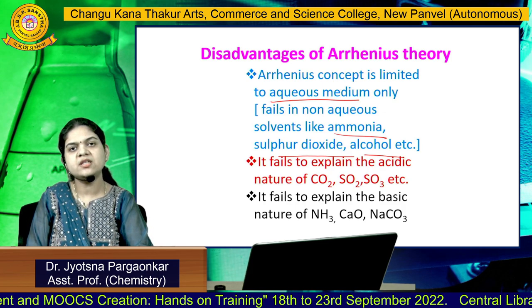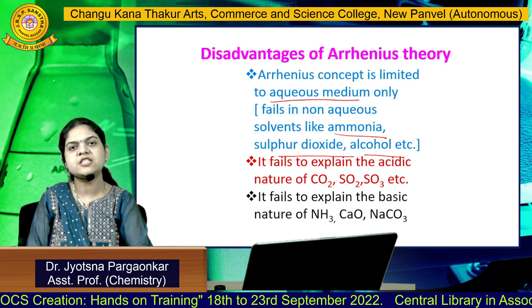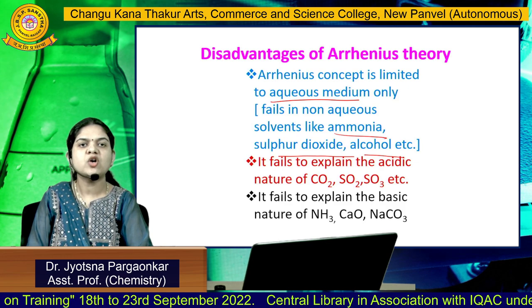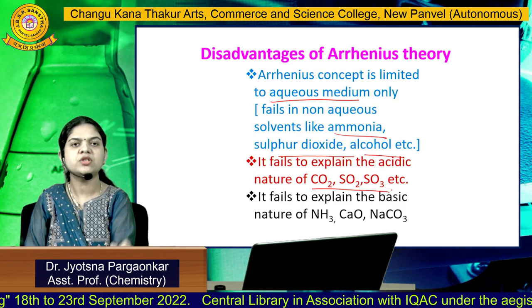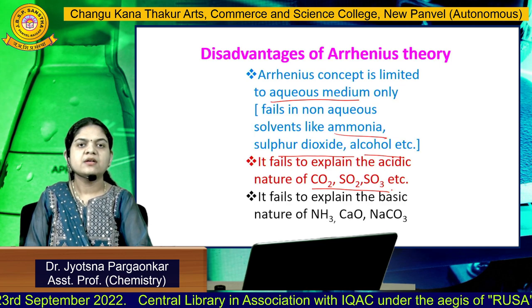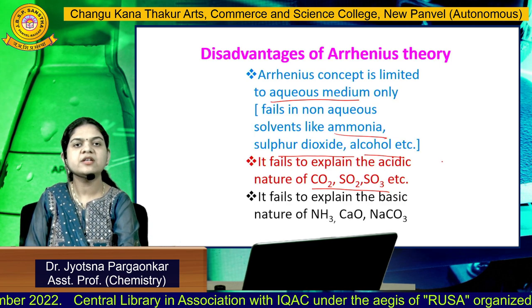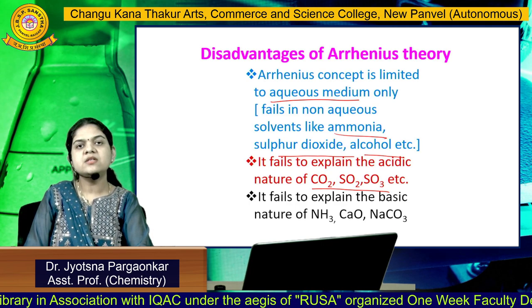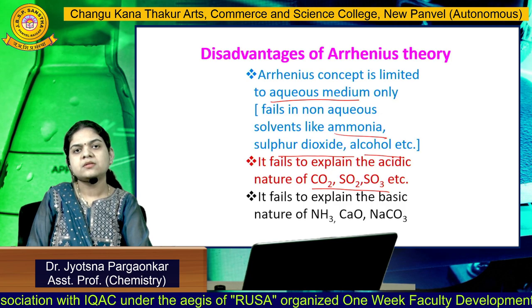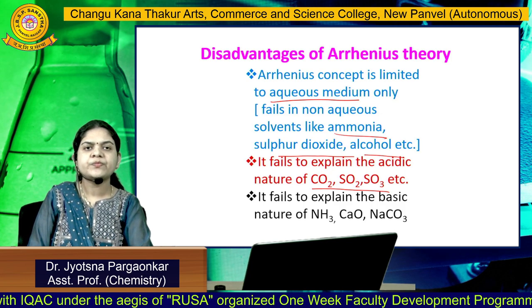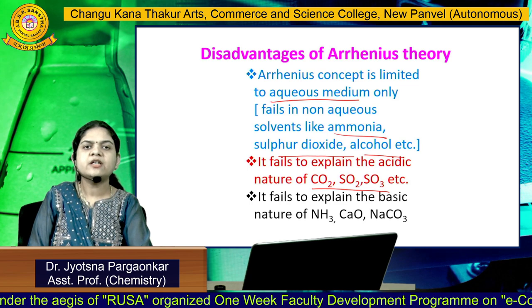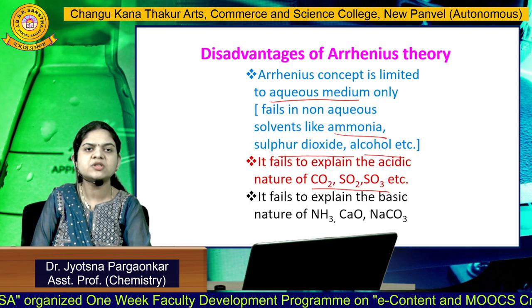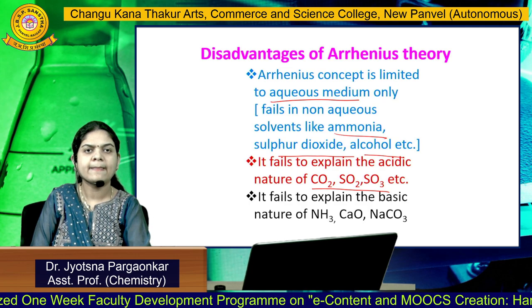The next limitation of the Arrhenius theory is that it fails to explain the acidic nature of carbon dioxide, sulfur dioxide and SO3, etc. Why does it fail? Because in CO2, SO2 and SO3 there are no H+ ions. Similarly, it also fails to explain the basic nature of ammonia, calcium oxide and sodium carbonate.